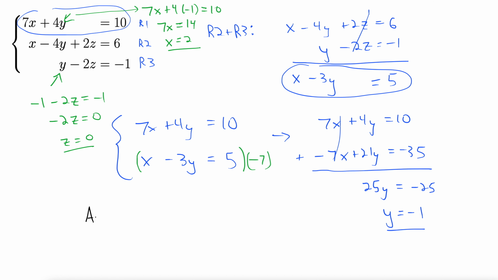So our answer then, we write it as an ordered triple. x is 2, y is negative 1, z is 0. There we go.